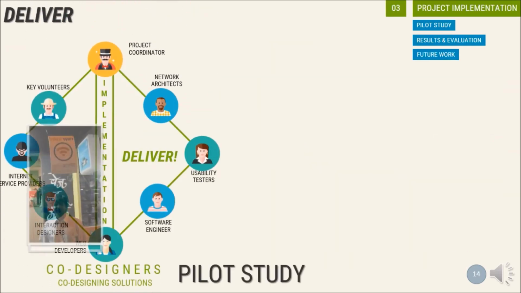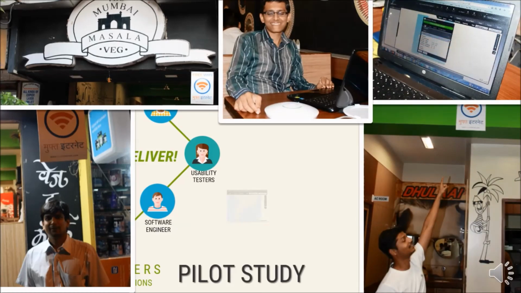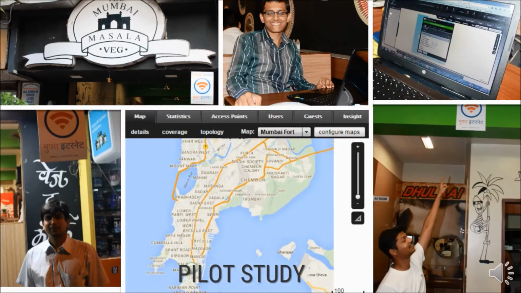To test this hypothesis, we started scouting for locations in Mumbai for a pilot study. This is a small eatery called Mumbai Masala in the south of Mumbai with about 150 to 200 footfalls per day. It's not a very busy area and is relatively hidden from the public spots. This is because we wanted a conservative approach. That's the owner of the cafe, and that's the network architect and one of the participants, Mr. Vipul Patel. That's one of the student volunteers and participants, Mr. Abhay Tribhuvan, who helped us put up these signs.